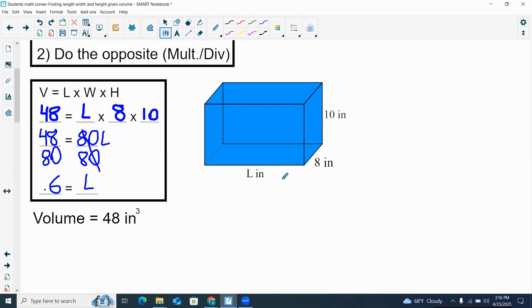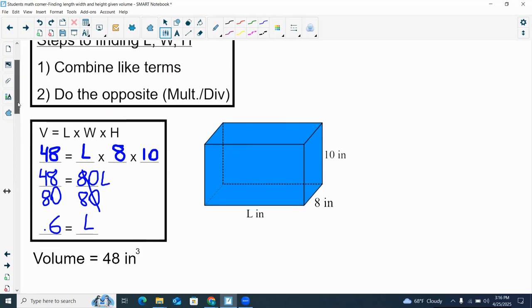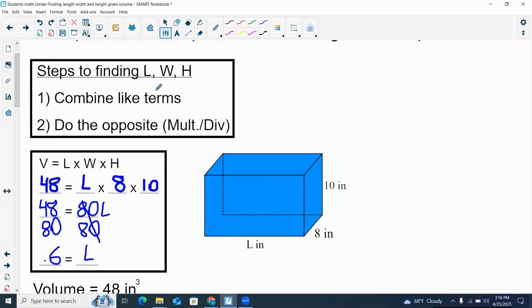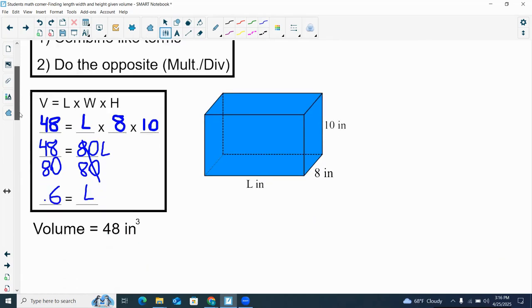Okay. And notice something here. It kind of looks like a two-step equation or a one-step equation, right? Because the first thing that you need to do is you need to combine like terms and do the opposite. Sometimes in equations, we do have to combine like terms, but in all equations, you're going to have to do the opposite in order to get the variable by itself. So let me do another one with you.